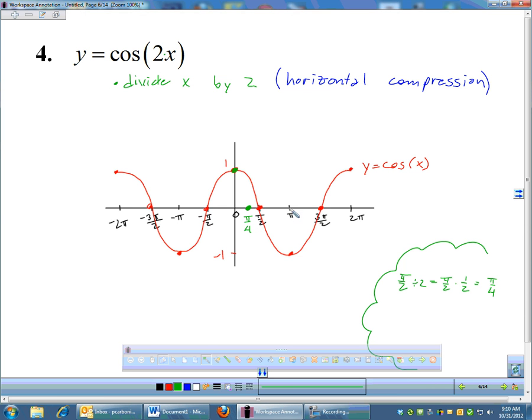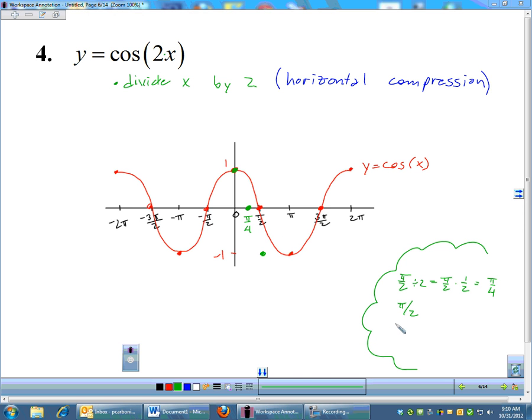Here I am at pi. If I divide my pi by 2, well, that's just pi over 2. So that point is actually going to move over to pi over 2. 3 pi over 2, if I divide that by 2, is going to end up being 3 pi over 4. So this x-coordinate is going to move to 3 pi over 4. And 3 pi over 4, if you think about your unit circle, is between pi over 2 and pi. That's going to be about right here. And 2 pi divided by 2 is going to be 1 pi.